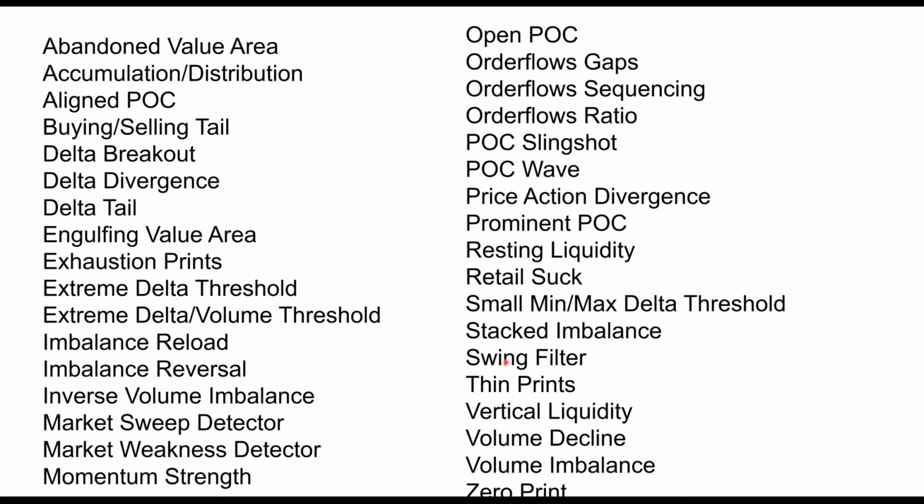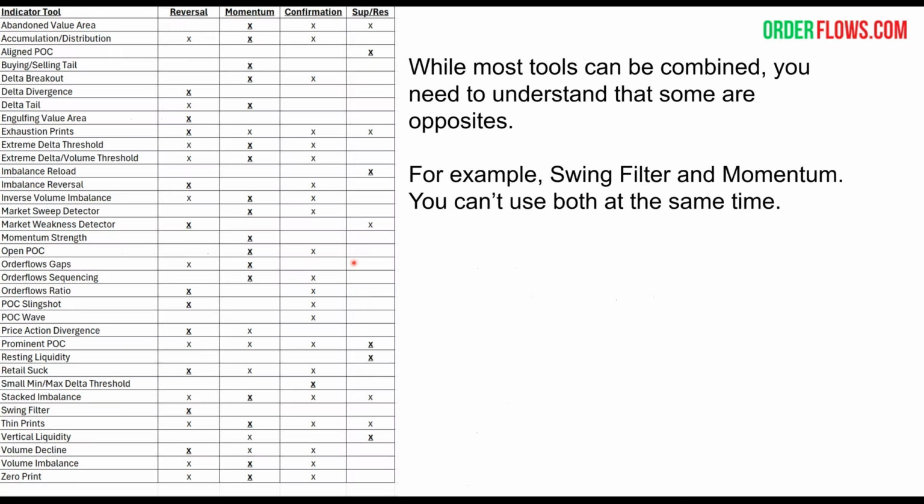Now, granted, swing filter is not based on order flow per se, but everything else is: the max delta thresholds, resting liquidity, prominent point of controls, POC waves, slingshot, the ratios, the sequencing, imbalance reversals, balance reloads, sweeps, weakness, momentum, strength, exhaustion prints, delta tails, divergence, breakouts, etc. So it's pretty robust. The only thing that limits you is, I don't want to use the word imagination, but your thought process of what you like to look for in the order flow.